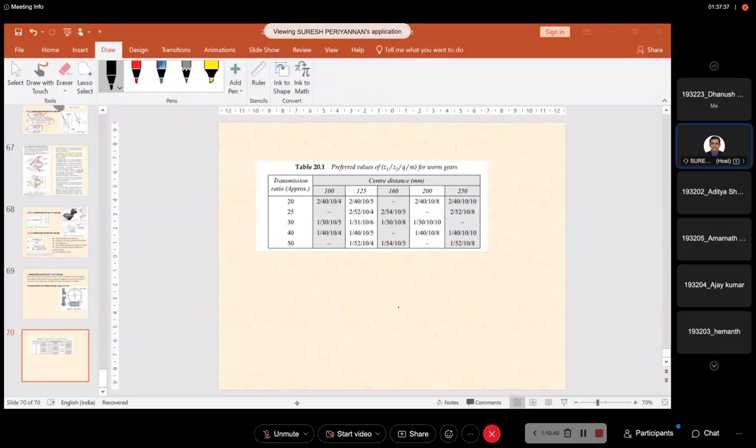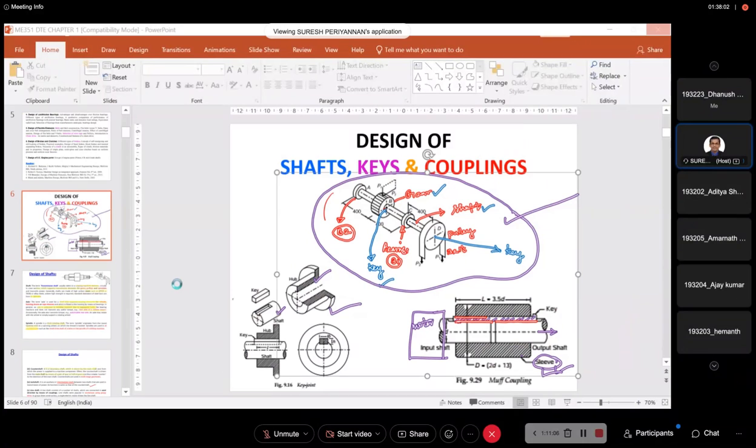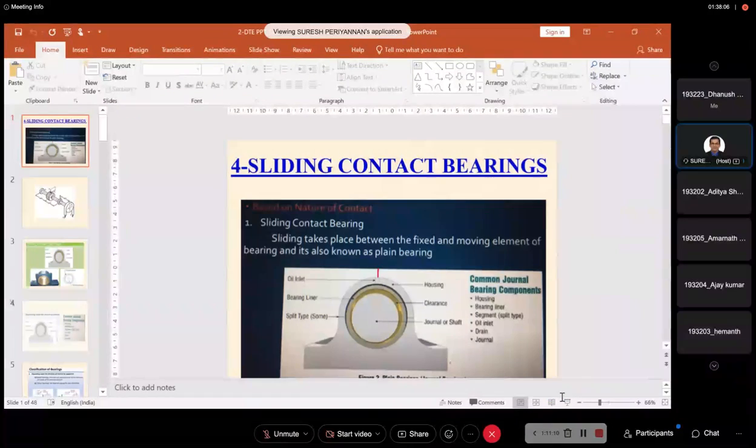Okay, any doubt, please go ahead. No doubt. Okay, guys, in the next class we are going to start sliding contact bearings. Let me just give the introduction, just a minute, then I will stop here, because we have gone through whatever we planned.